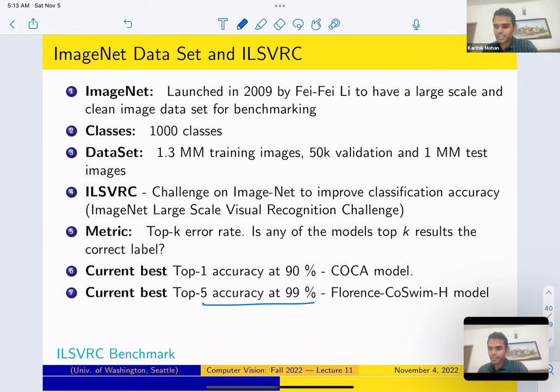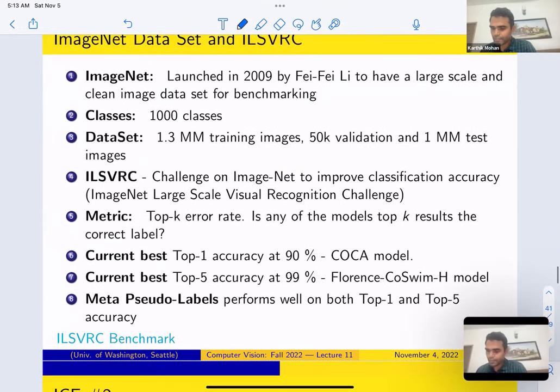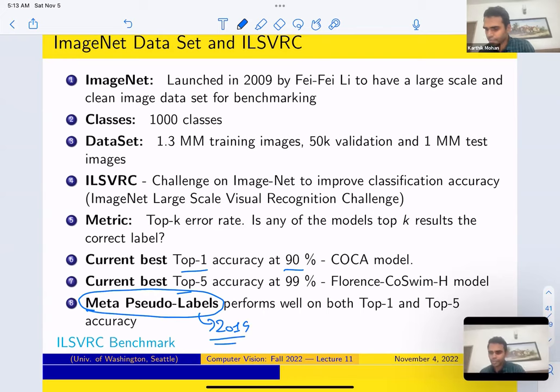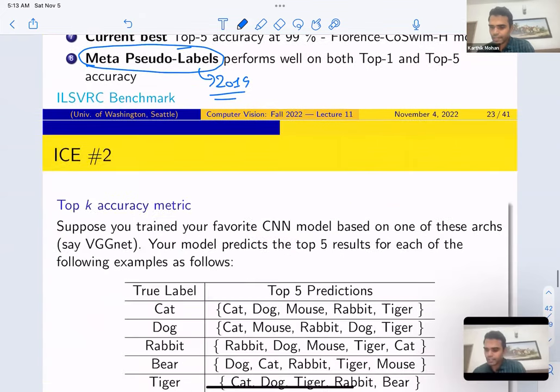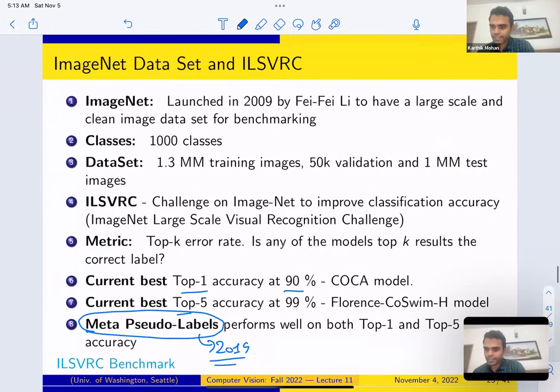So the top five accuracy, the current best is at 99%, which is pretty good. It's called the Florence Go Swim H model. And if you want to look at a model that performs well on both top one and top five, one of them is called the Meta Pseudo Labels, which I think came out in 2019. It performs well on both top one and top five accuracy. So anyway, that's kind of an introduction to the ImageNet data set and the ILSVRC challenge.